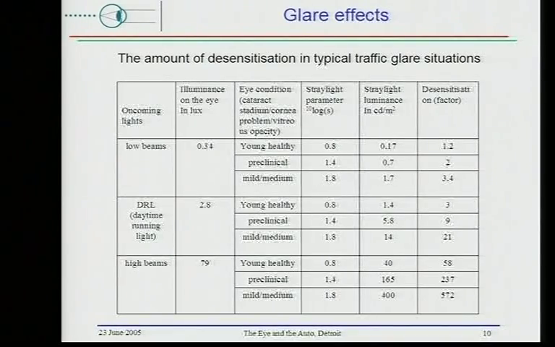And you can see that with low beams, the young healthy eye suffers only a sensitivity loss of a factor of 1.2. But with a little bit of, I've called it preclinical, for the clinic not yet important cataract, it's already a desensitization of a factor of 2. And with mild or medium cataract, it's a factor of 3.4. And if you go down, you can see that at the lower end, with high beams, of course, we are blinded completely. This is complete blinding. You cannot see anything any longer under such a condition.